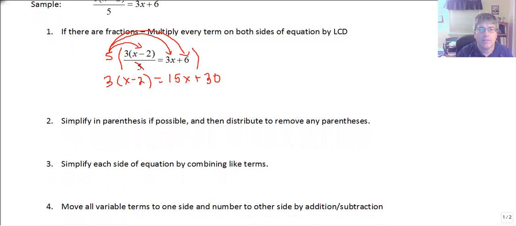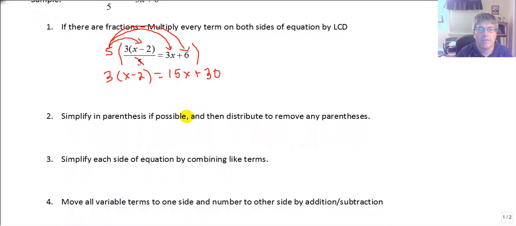Step 2 says, simplify in parentheses if possible, and then distribute to remove any parentheses. So we'll go ahead and distribute the 3. By distributing the 3, we end up with 3x minus 6 equals 15x plus 30. So we've done step 2 here, and that's our result.